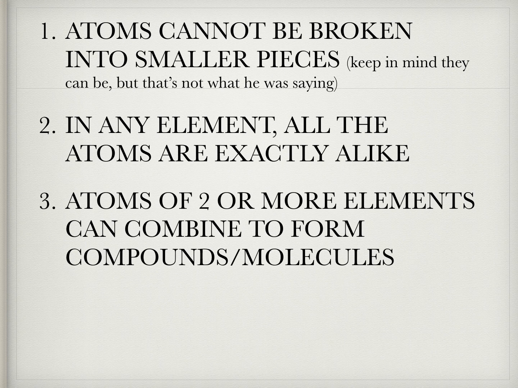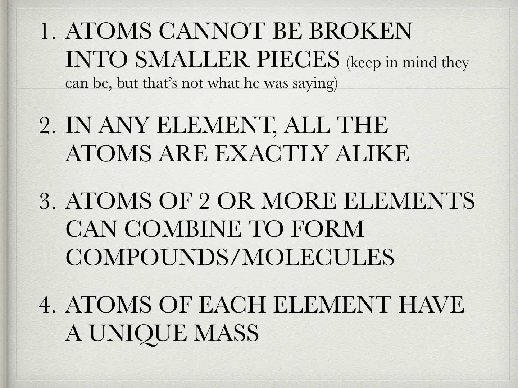Third part, 2 or more atoms or elements can combine to form compounds and molecules. It's showing how the world works. Atoms don't do anything until they start to combine and form compounds and molecules. And the last one, atoms of each element have a unique mass. What that means, if you look at the periodic table of elements, they have an atomic weight, and that atomic weight is different for every element, which makes each atom have a unique mass found on the periodic table.